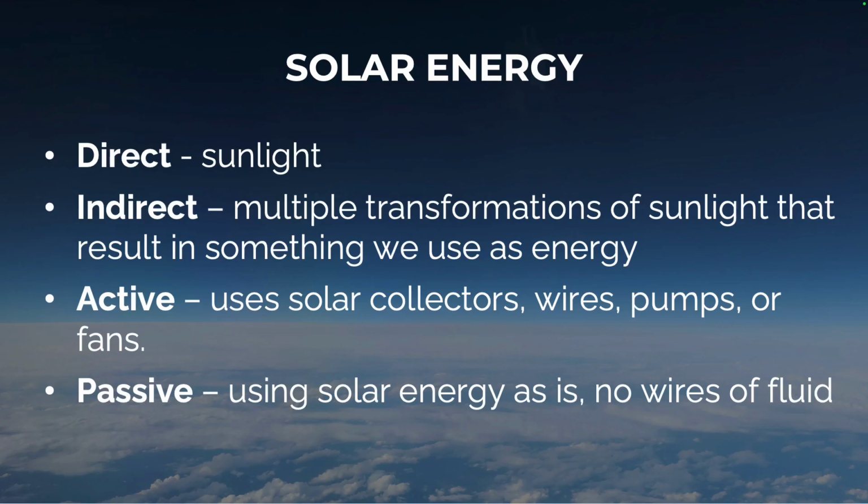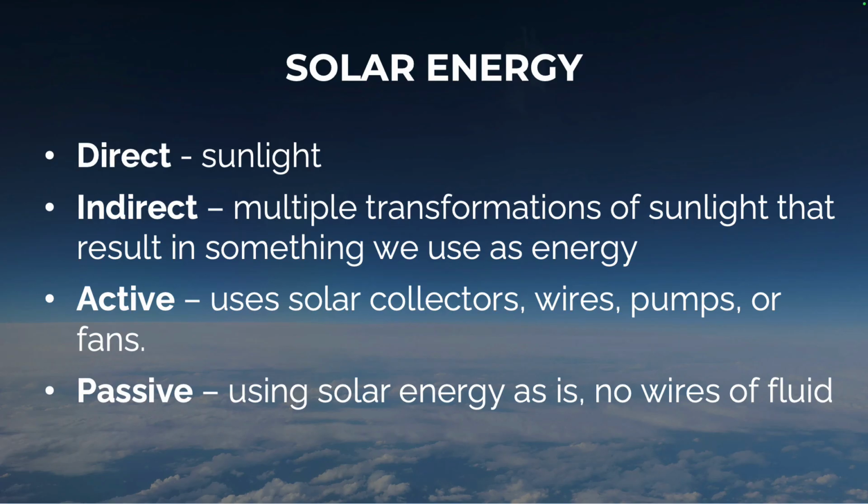There are direct and indirect sources of solar energy, and solar energy can be passive or active. Direct solar energy is what helps you see during the daytime. It's what you feel in your skin on a sunny day. Direct solar is solar radiation coming directly from the sun to you. It hasn't been changed at all, it's just sunlight.